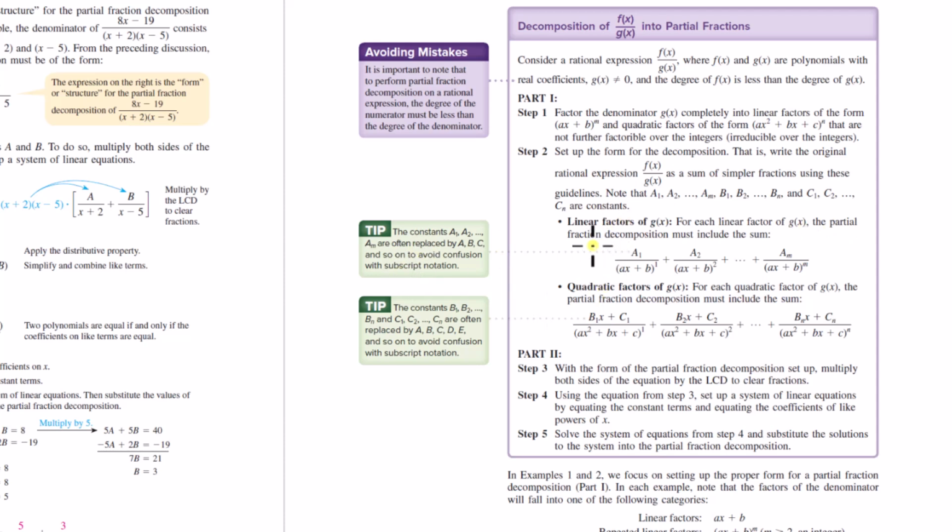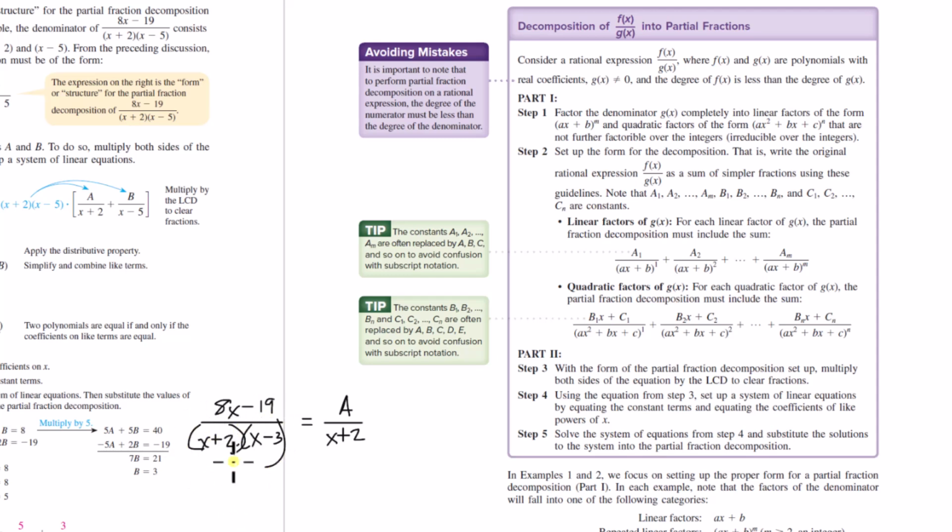If you've got a linear factor that's to the first power, let's say 8x minus 19 over x plus 2, you have this linear factor to the first power. All you need to do is, for this factor, put A over x plus 2 and you're done. Okay, you've got one linear factor here that's to the first power, so you put A. Okay, done. Now you're done with this factor.